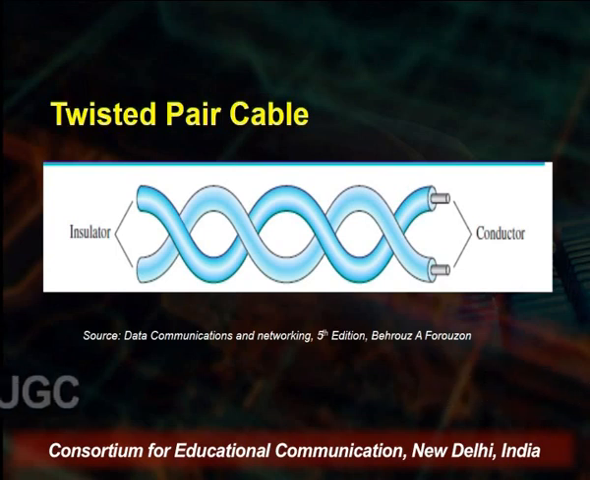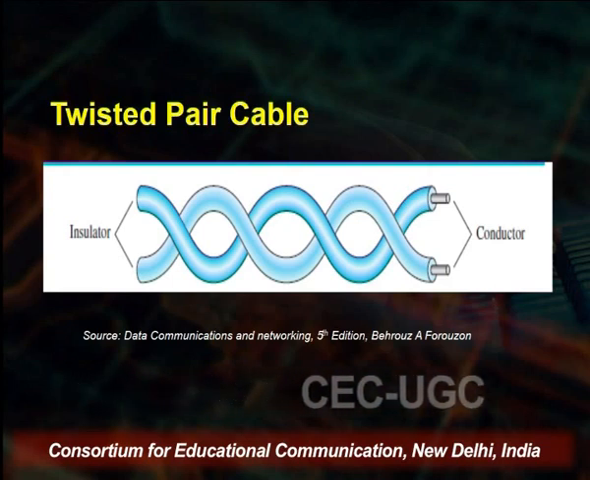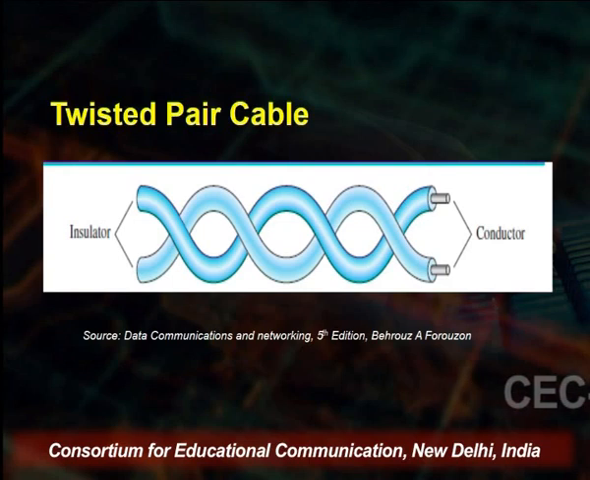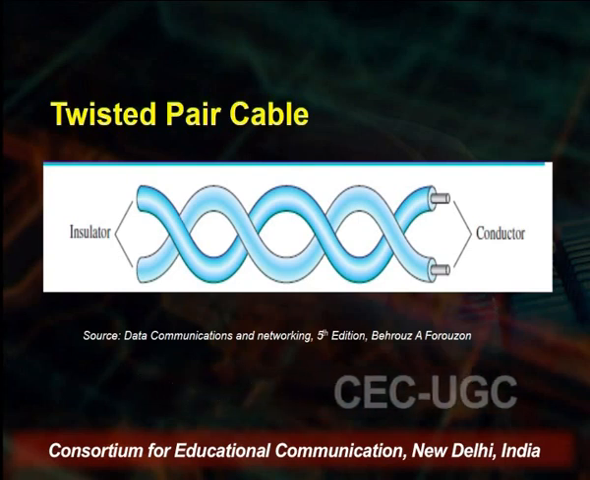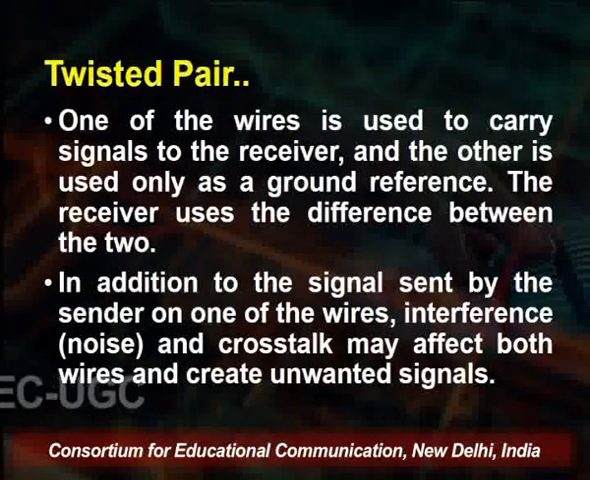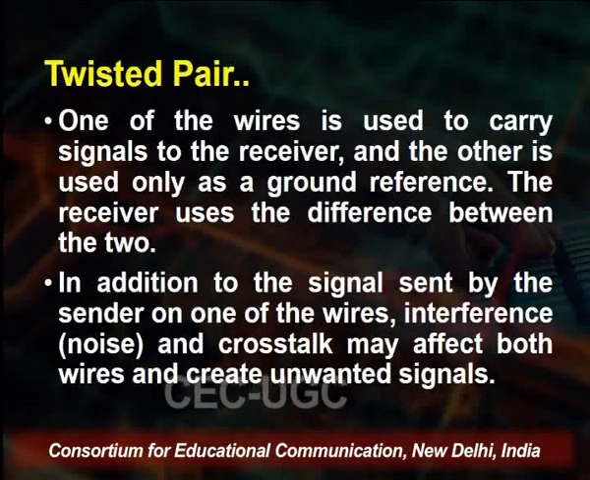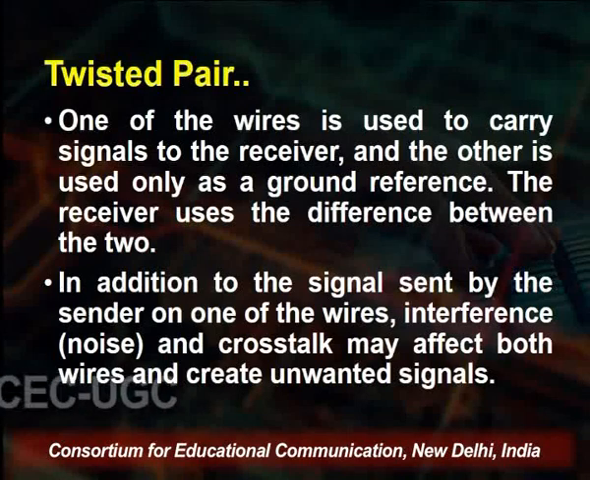This is a very common transmission media which has been commonly used in building LANs and telephone cables. There is an insulator covering the wires, and there are two wires which are spirally intertwined with each other. One of the wires is used to carry the signal to the receiver and the other is used for a ground reference. The receiver will use the difference between the signal and the ground reference.